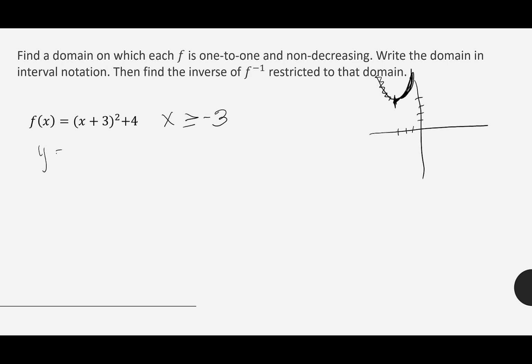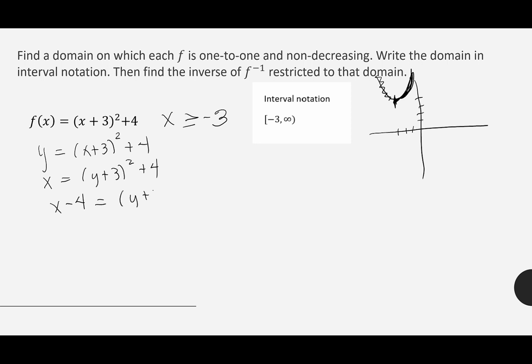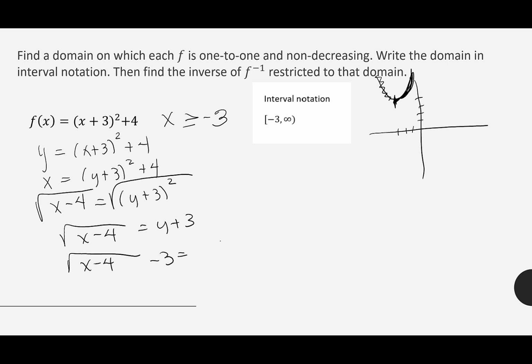Then to do the inverse, I say y is x plus 3 squared plus 4. I switch the x and y, so I have x is y plus 3 squared plus 4. To solve for y, I'm first going to subtract the 4, so I have x minus 4 is y plus 3 squared. Take the square root of both sides, so square root of x minus 4 is y plus 3, and then simply subtract the 3. So this y now is my f inverse, so f inverse of x is square root of x minus 4 minus 3.